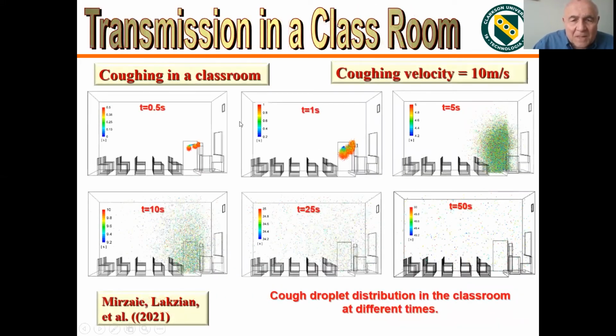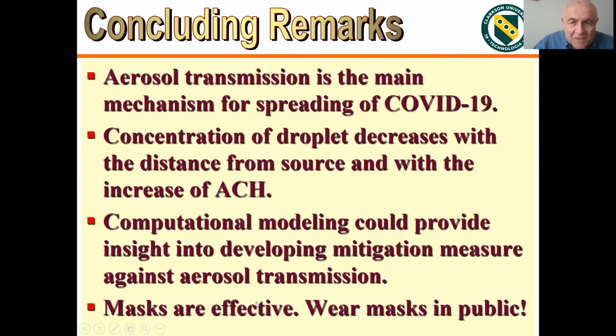And finally, a teacher in the class is speaking and emitting coughing again, and this shows the distribution of particles in the room at different times. You see after about 50 seconds or so, it essentially dissipates. These are coughing velocities of 10 meters per second in this case, and this is by Dr. Laxian and the group study.